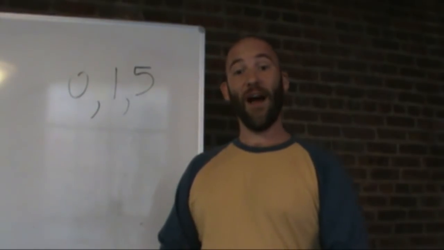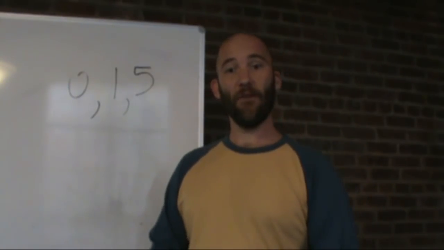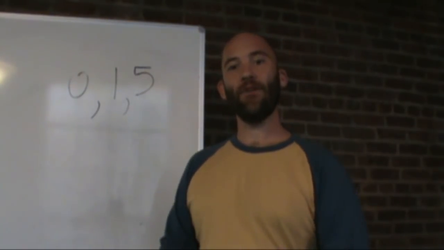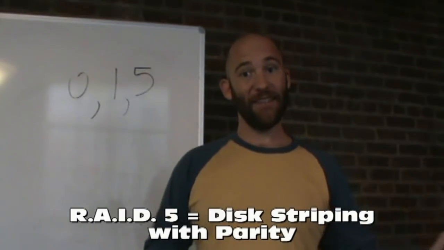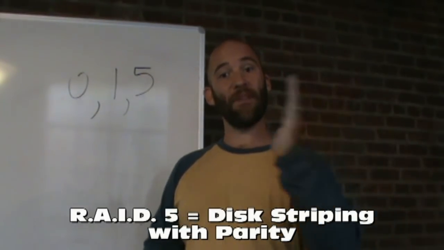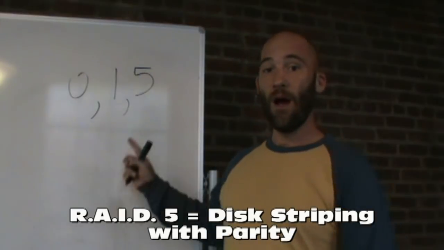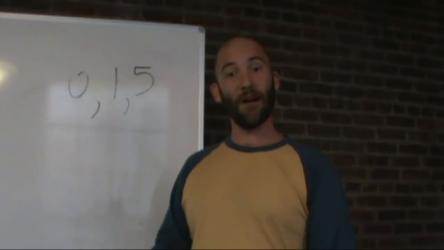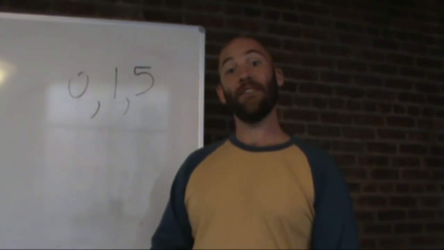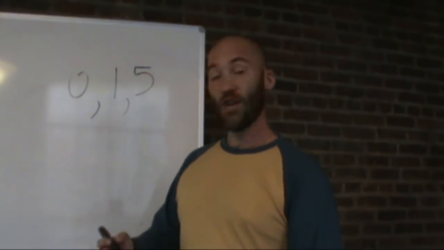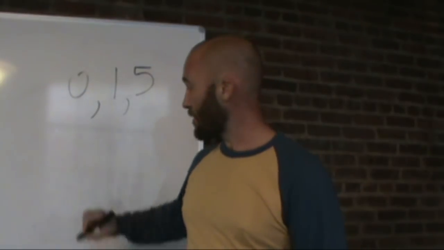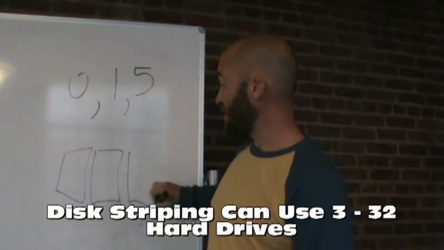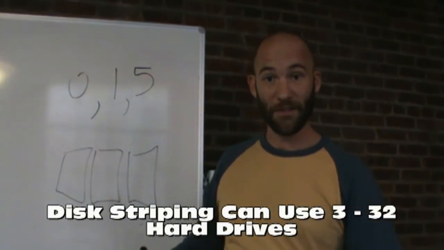Okay, now the final normal type of RAID that you will be dealing with is RAID 5. This is disk striping with parity. So remember RAID 0, the disk striping where it striped information across multiple disks? Well, with disk striping with parity, you have the same thing, only you have some redundancy built in. So for disk striping with parity, RAID 5, you need to have at least 3 hard drives. This again can go all the way up to 32 hard drives if you really want to.